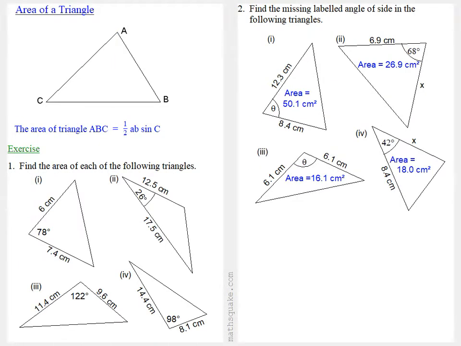Now, the following is an exercise based on the triangle formula, which is the area of the triangle is a half ab sine C. Pause the video at this point, have a go at these questions, and when you've done them, restart the video and I'll go through the answers.